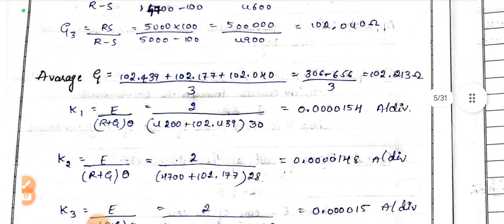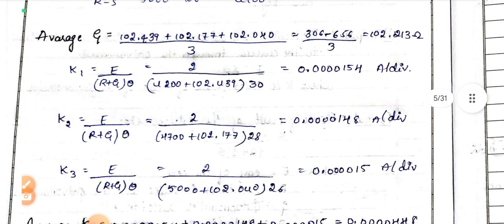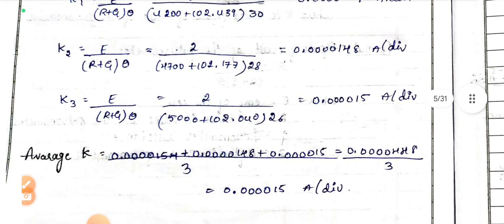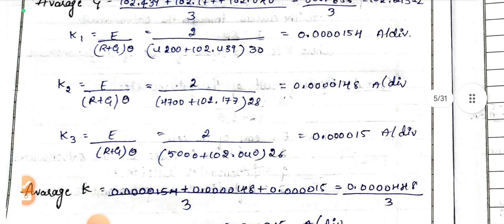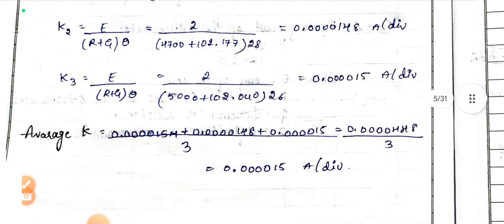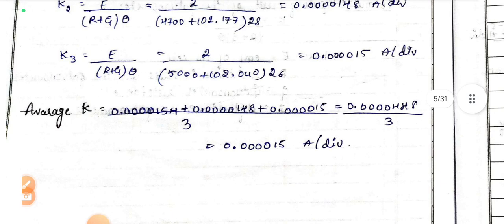Similarly K1, K2 and K3 are calculated, and the average of K is also calculated, by adding K1 plus K2 plus K3 divided by 3. So finally we are getting 0.000015 ampere per division.